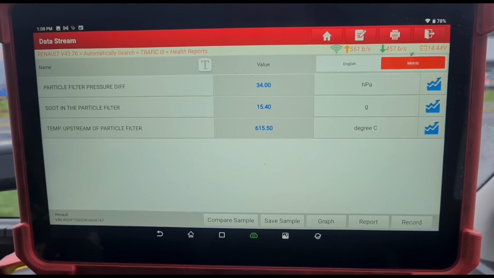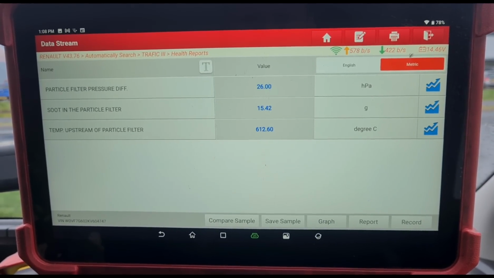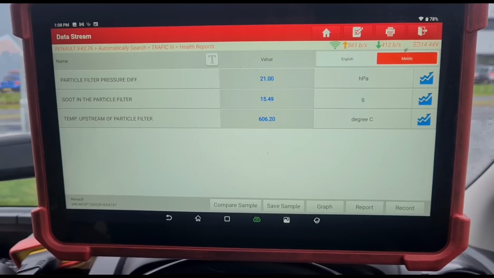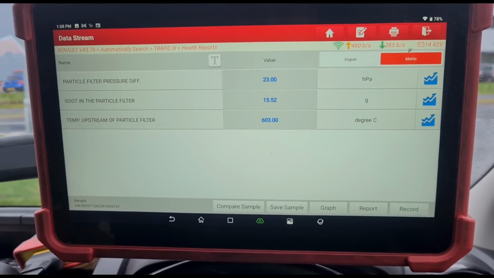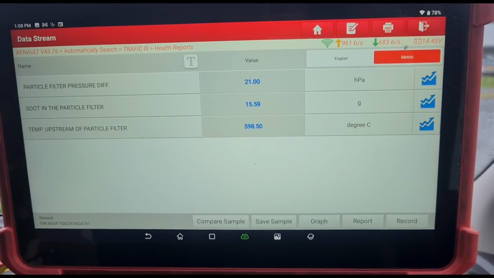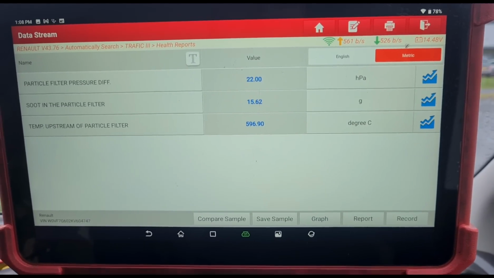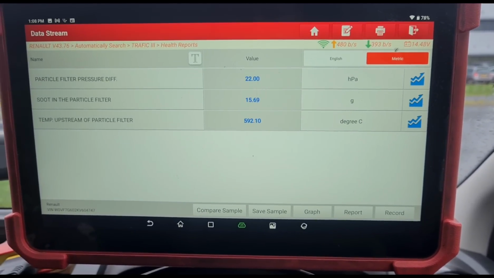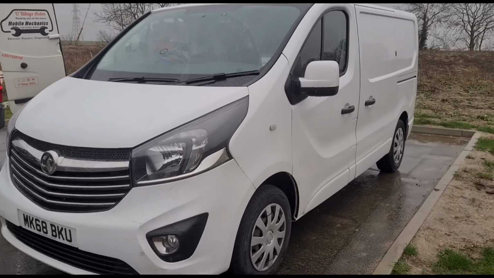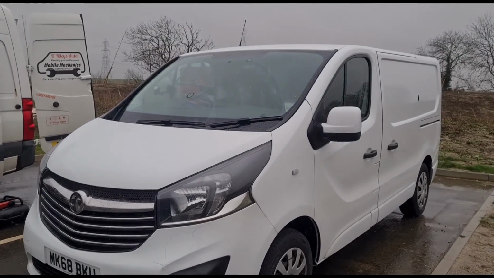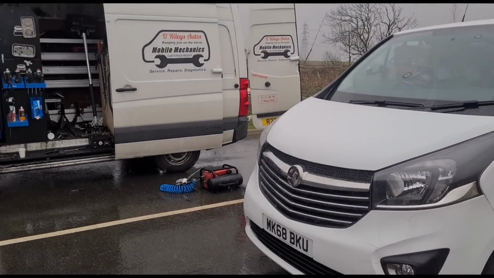Let's let that idle down. So the van has done 2 regens now in the space of the 2 test drives I've done. Soot loading is increasing fast, and the idle there is still at 20 millibars. Of course that's on regen pressure, so that will lower, but it doesn't look like we're going to go below 10 millibars. So unfortunately for this van, it's going to need a new DPF, but 9 times out of 10 this procedure that I've done is a fix.